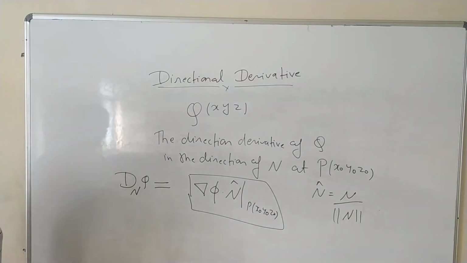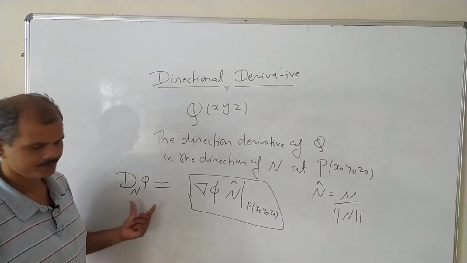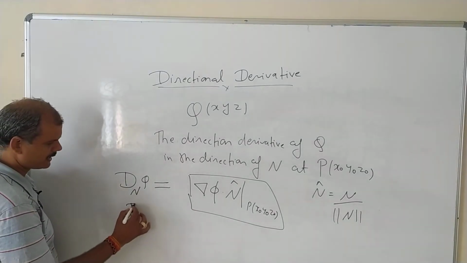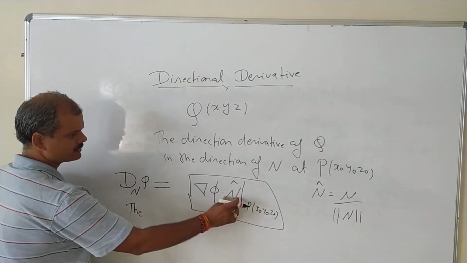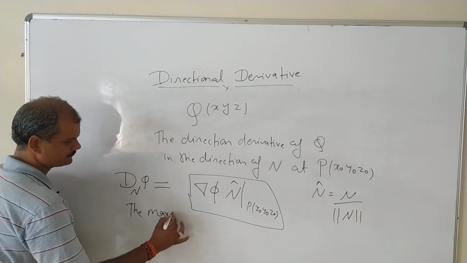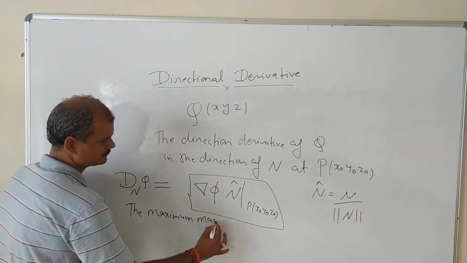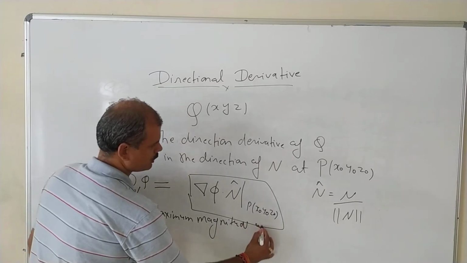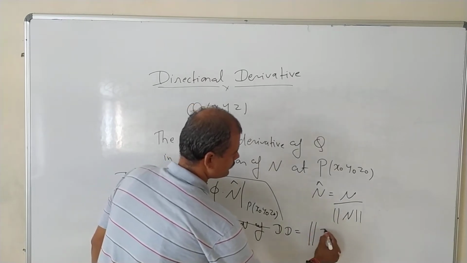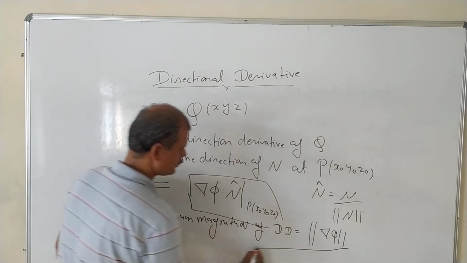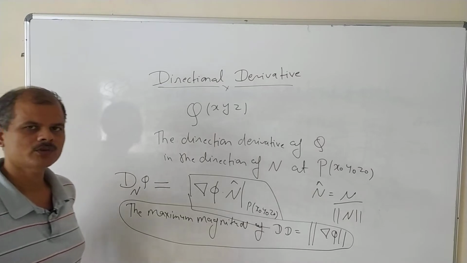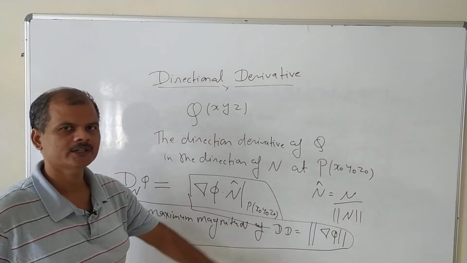Now the maximum magnitude of the directional derivative will be the magnitude of the gradient of phi. The maximum, because mod of n cap will be 1, so the maximum magnitude of the directional derivative will be mod of gradient of phi. So if the question is to find the maximum magnitude of the directional derivative, that will be nothing but mod of gradient of phi.